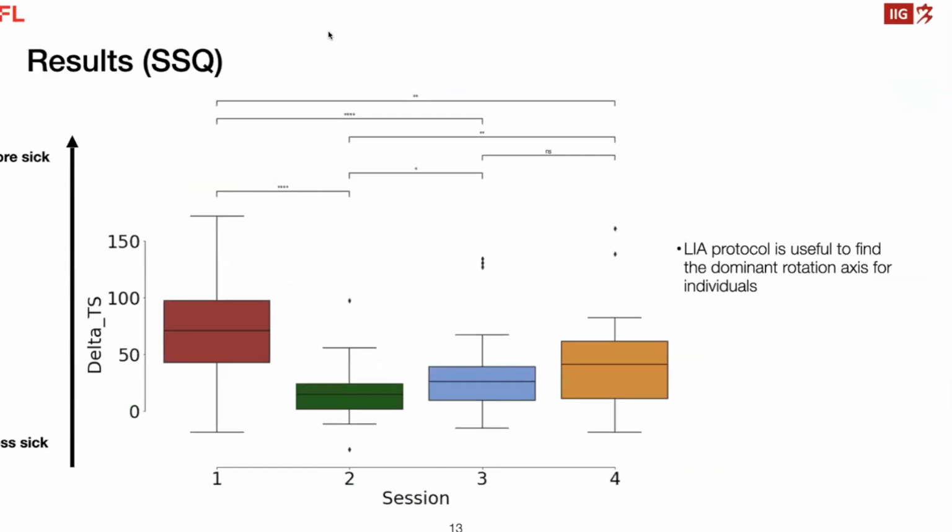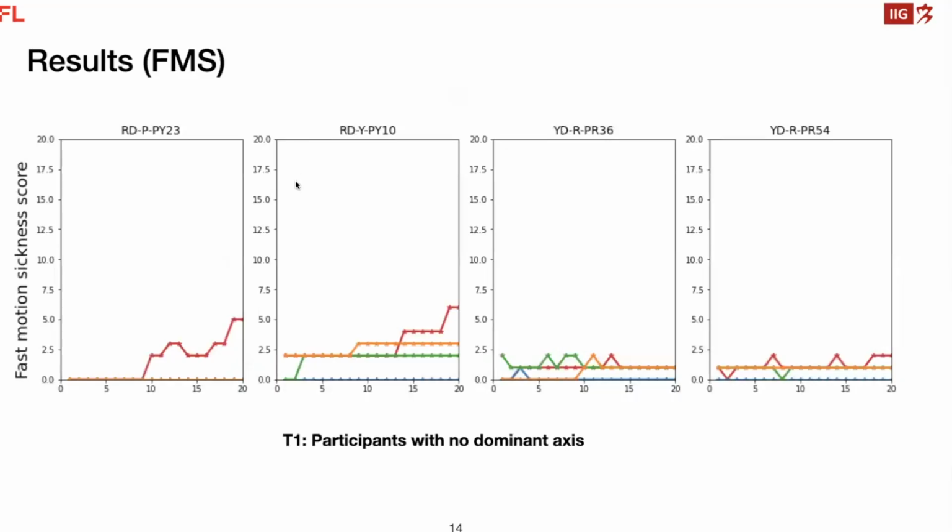We further plotted the total SSQ scores distribution over sessions. Error bars represent the standard deviation. And when we compare the results from session 1 and sessions 3 and 4, it is not difficult to conclude that with the LIA protocol, we could find the dominant rotation axis for each individual, with a possible selection of individual preference. The SSQ is applied before and after VR exposure, and it doesn't reveal the real-time discomfort during the VR. Hence, in order to get more information, we also did the analysis of the FMS.